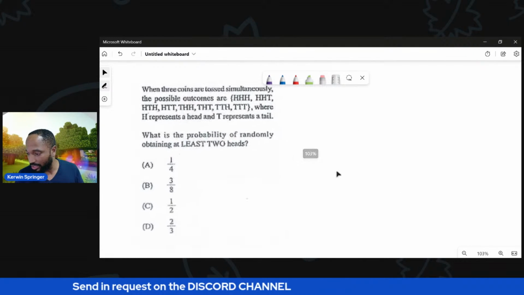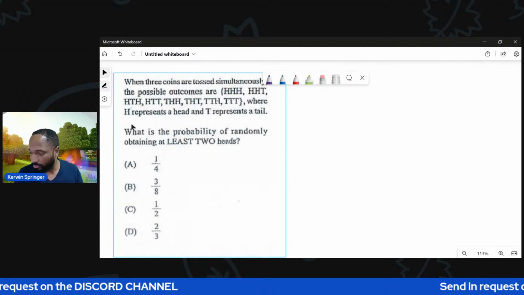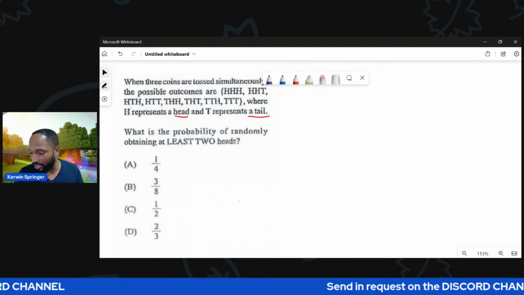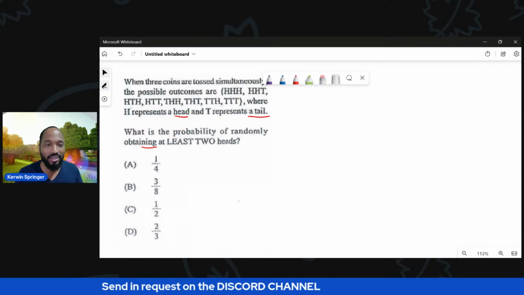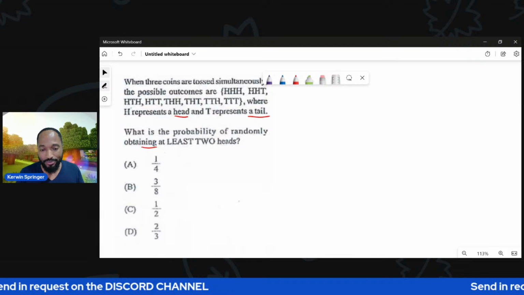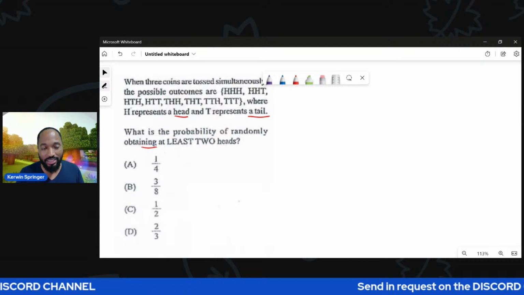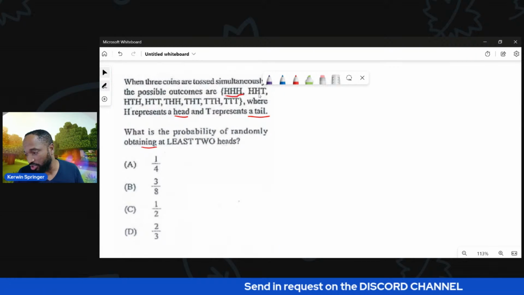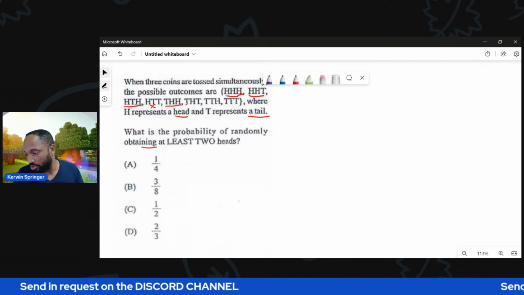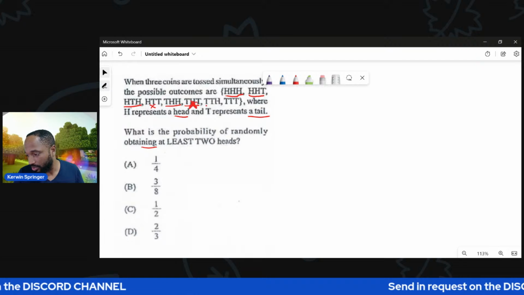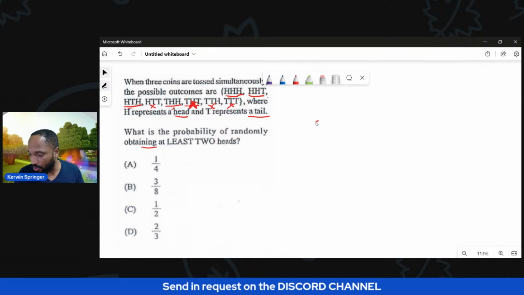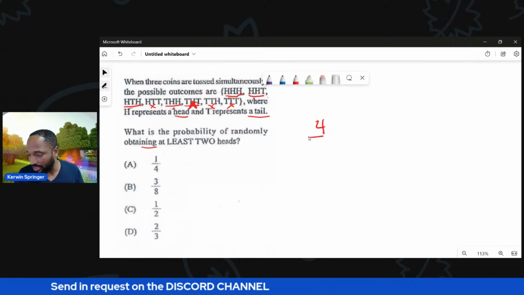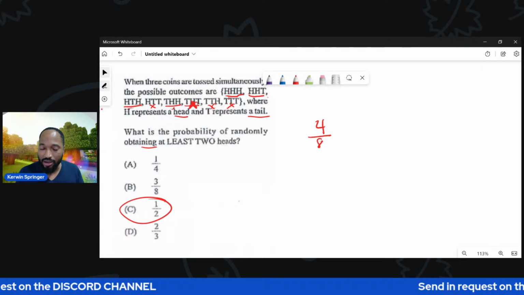When 3 coins are tossed, where H represents a head and T represents a tail, what is the probability of randomly obtaining at least 2 heads? Well, you need to check and see how many times they get 2 heads here, or at least 2. This has 3, so that could work. This has 2, this has 2, that can work. This only has 1 head. 2 heads, 1 head, that can work. 1 head, no head. All right, so how many? 1, 2, 3, 4. 4 out of 1, 2, 3, 4, 5, 6, 7, 8. 4 out of 8 is the same as a half chance. Half is the probability.